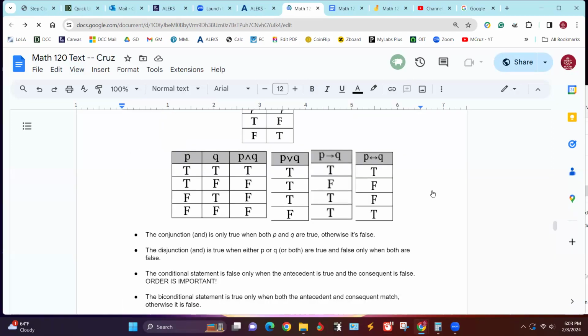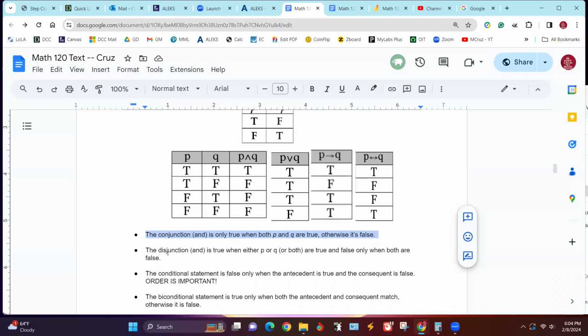So there's the negation, and then here's the and, the or, the if then, and the if and only if. And like I said, I don't memorize those things. I just basically remember like this. The conjunction is only true when both P and Q are true, otherwise it's false. In other words, the conjunction has just one case where it's true, and that's right here, when both P and Q are true. Otherwise it's false. See, all you got to do is have one false in there, and it spoils it.